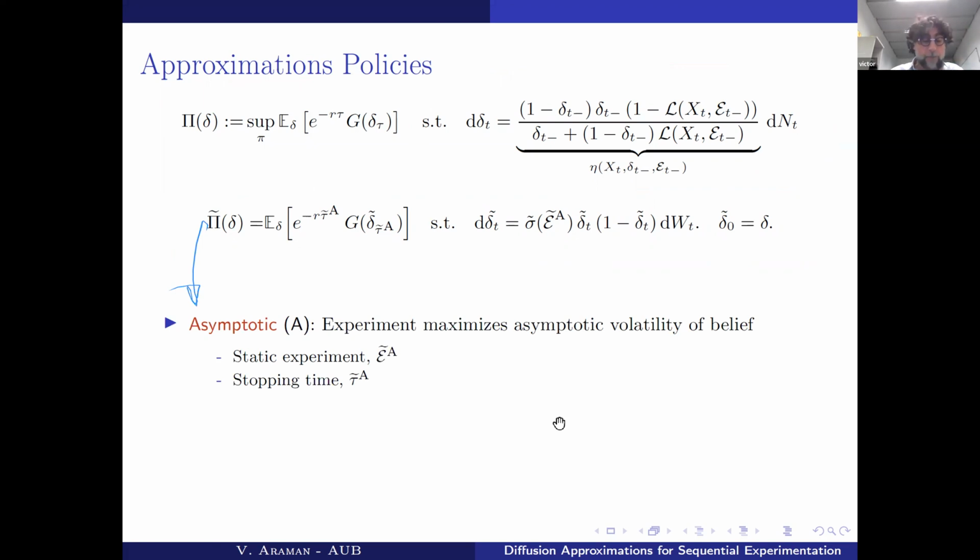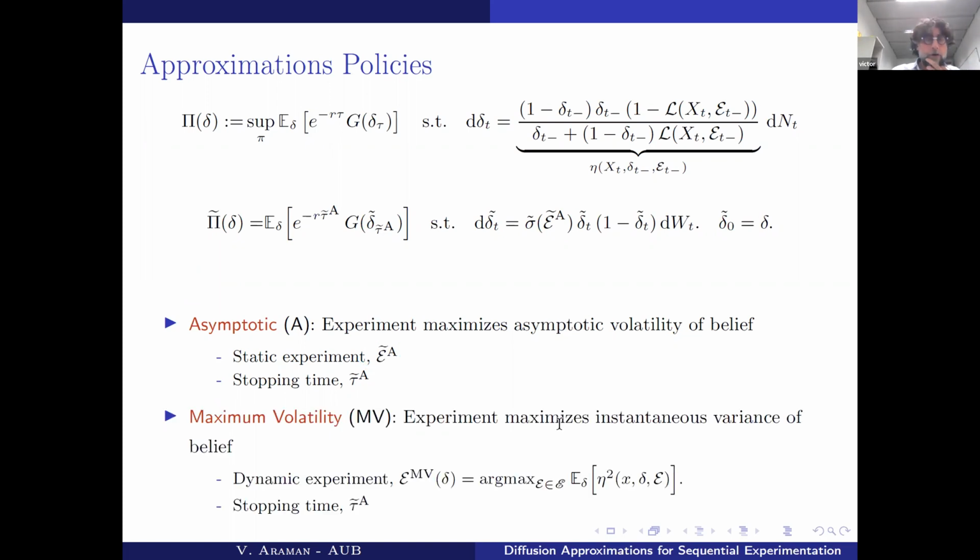And then I will stop following exactly the stopping time driven by the diffusion problem, which I can solve, also nicely, as I mentioned earlier. But that will give me a static experimentation. And this is a little bit kind of disappointing, as I said. Or what we're calling the maximum volatility.